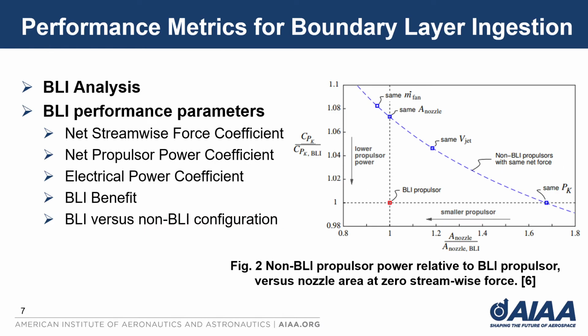Performance metrics for boundary layer ingestion. BLI analysis. BLI performance parameters are net streamwise force coefficient, net propulsion power coefficient, electrical power coefficient, BLI benefit, and BLI versus non-BLI configuration. And this is a table for non-BLI propulsion power relative to BLI propulsion versus nozzle area at zero net streamwise force.